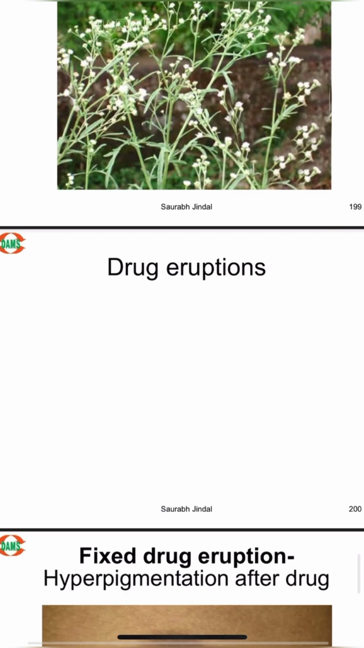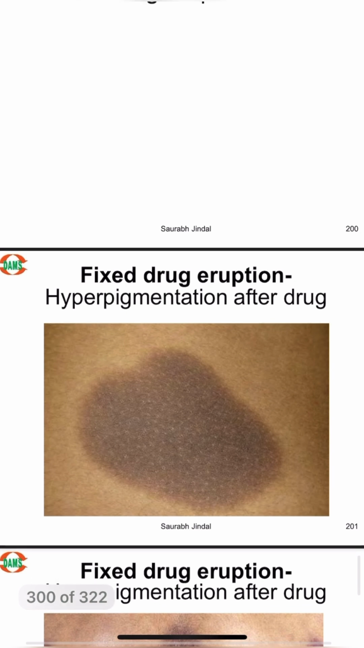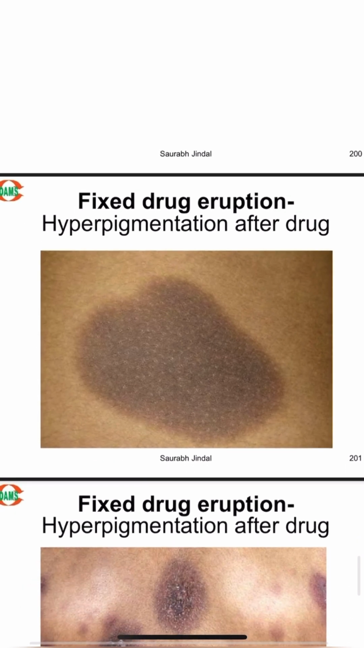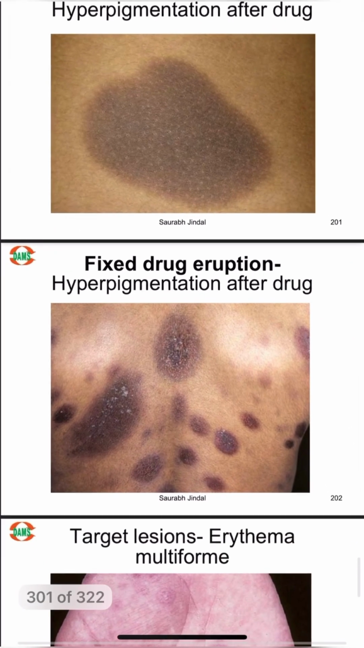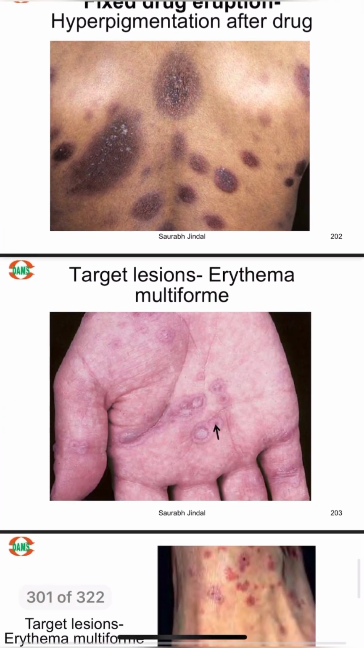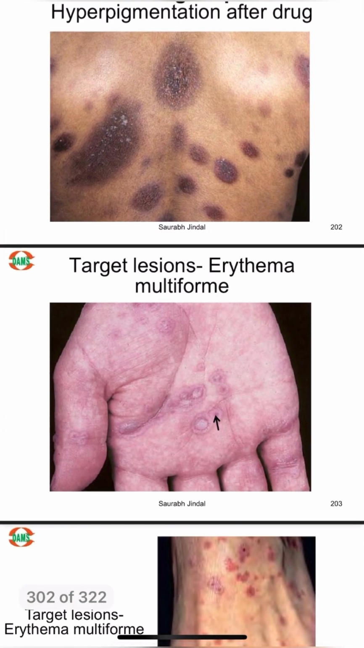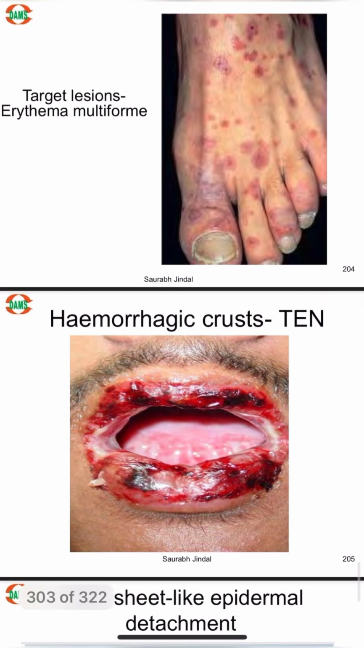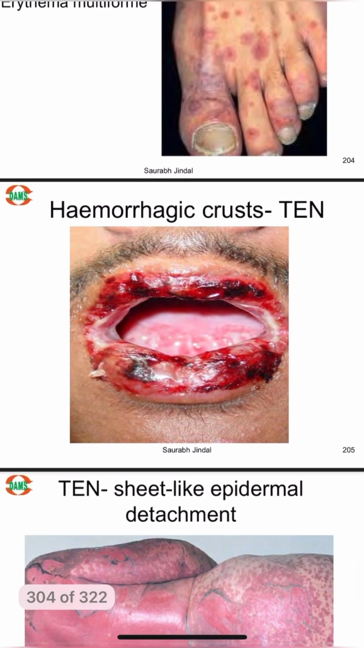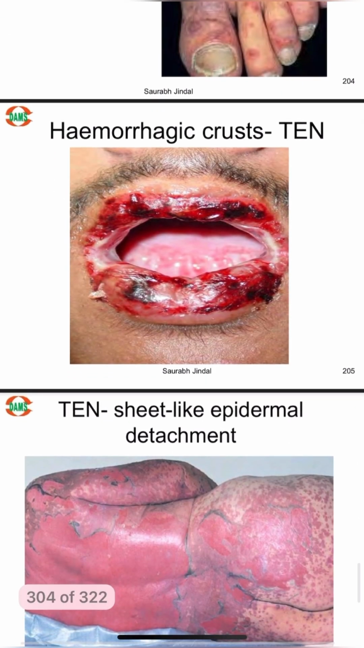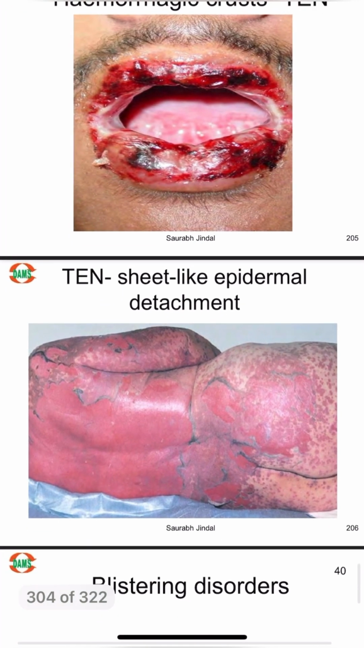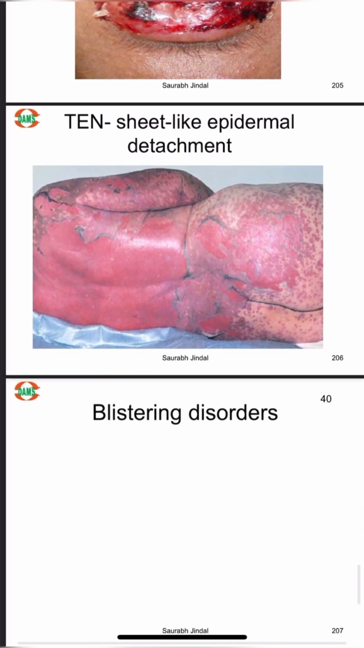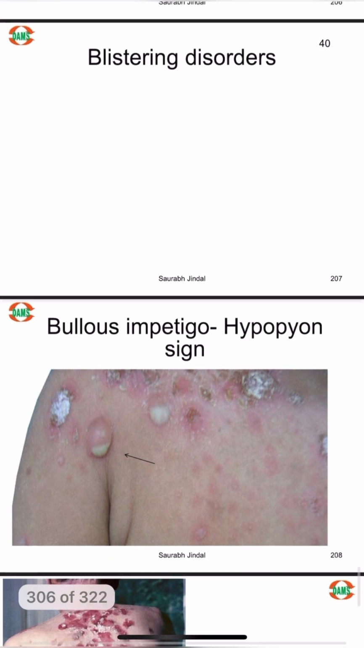Parthenium plant. Now let us see some drug eruptions. This is hyperpigmentation after fixed drug eruption. Again, same. These are target lesions, erythema multiforme. Again, target lesion. This is hemorrhagic crust seen in TEN, sheet-like epidermal detachment.